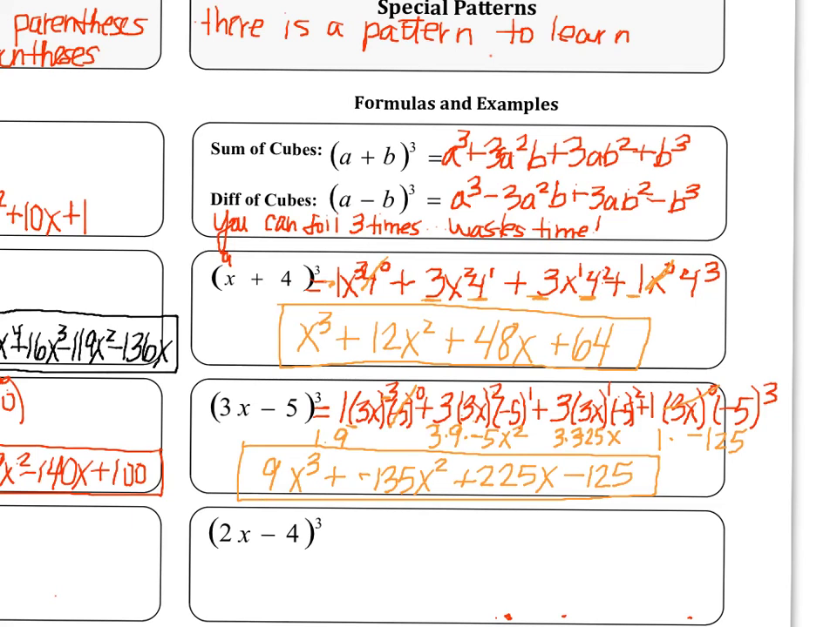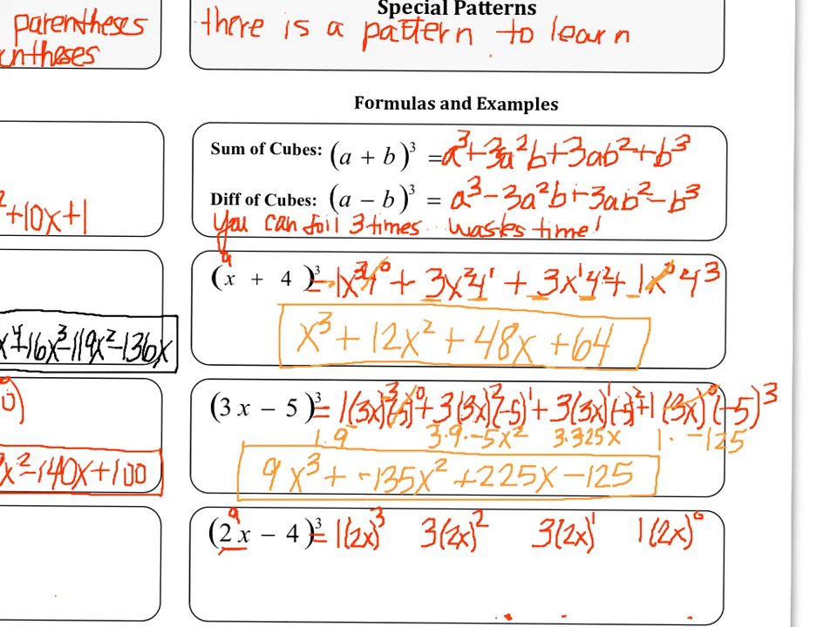And then the last one here. So again, if I follow my pattern, you're going to put your 1, 3, 3, 1. I got 1, 3, 3, and 1. My a is right here, 2x. So I'm going to do 2x to the 3rd times 2x to the 2nd times 2x to the 1st times 2x to the 0th.